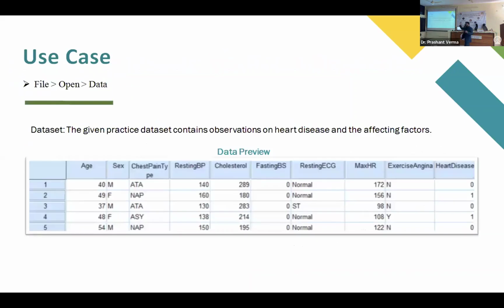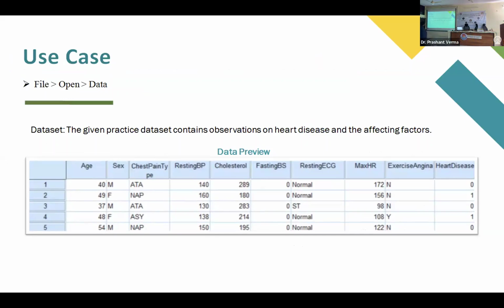So I think everyone has that data. You have the data, everyone? Everyone opened the data, okay. What is the last variable in your data? Can you see it? Heart disease, no? Okay. This is the data that we are going to model.